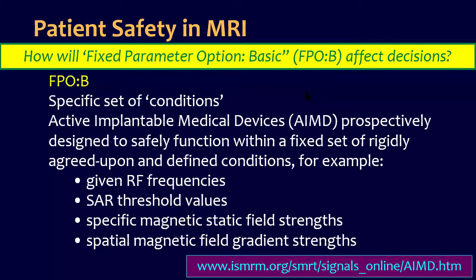So how about the fixed parameter option? I'm not sure if you've heard of this, but if you haven't, you should go here or Google it. This is something that the scanner manufacturers and the implant device manufacturers are working on, and it's still changing. In a nutshell, they would pick a set of parameters with regards to RF and gradient and things like that you can control through your software, and their medical device would be approved for this, and then there'd be a button.